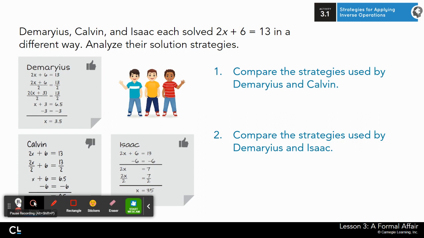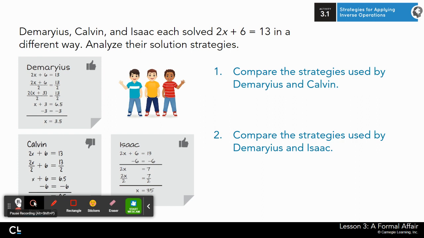Question number 1 says, compare the strategies used by Demarius and Calvin. Question number 2 says, compare the strategies used by Demarius and Isaac. Now, in a second, I'm going to tell you to pause here so that you can answer these questions. However, while you are answering and looking at these students' work, I want you to think about what is the same, what is different, what strategies are they using, and are they getting the same answers?